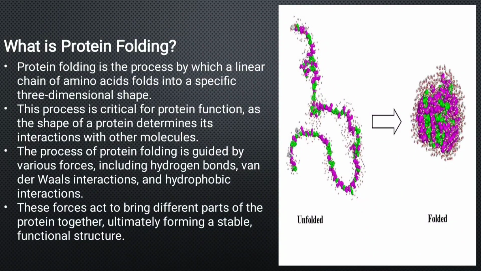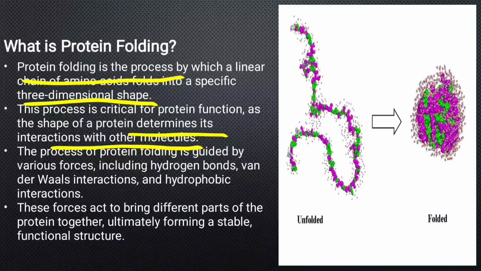So let's see what is protein folding. Protein folding is a process by which a linear chain of amino acids folds into a specific three-dimensional structure or three-dimensional shape. This process is critical for protein function as the shape of a protein determines its interactions with other molecules. The process of protein folding is guided by various forces including hydrogen bonds, van der Waals interactions, and hydrophobic interactions. These forces act to bring different parts of proteins together, ultimately forming a stable functional structure. Here you can see an unfolded protein and here is a properly folded protein.